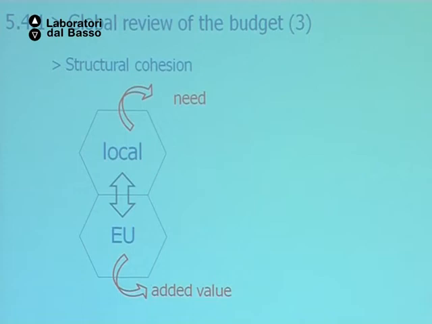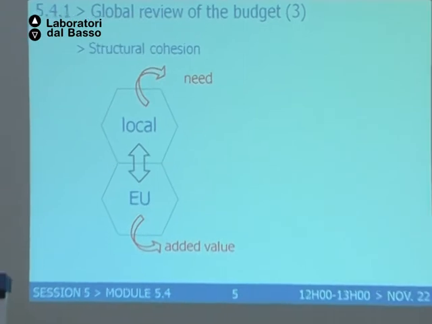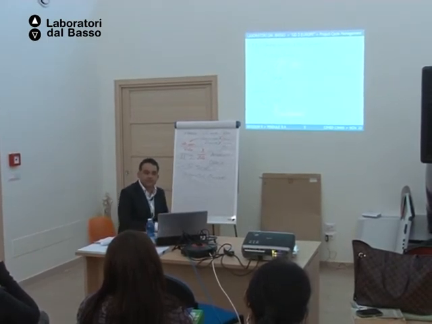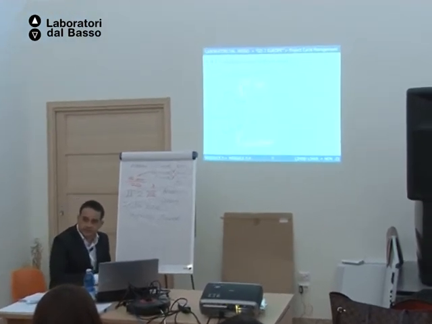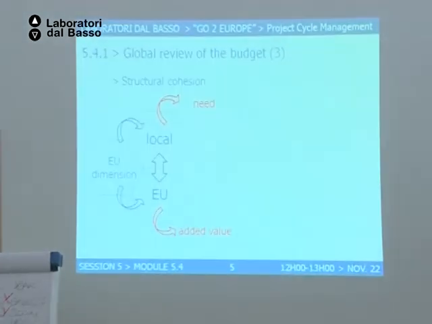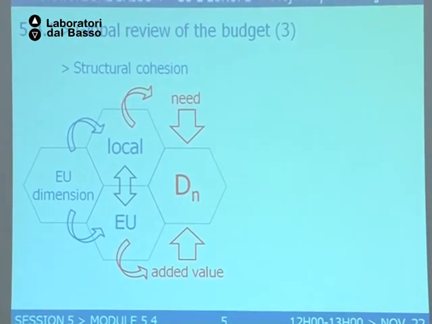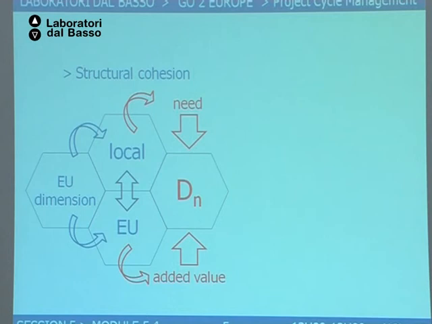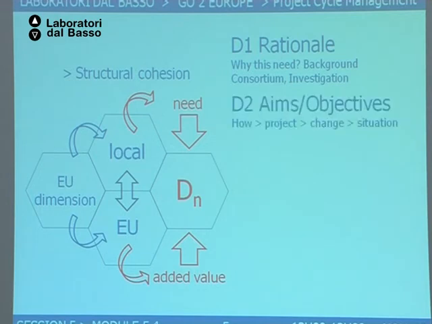At this point, you can link the local context with the European context. Okay? So the next step is you manage to prove the European dimension of the need that you want to address within your project. If that happens, you've got your D part of the application form, meaning you have the project described. You are capable of writing the project according to all the things you've done, so you can write the D1, D2, D3, D5, etc. It makes sense. There is a rationale. Then the consortium, the background, the investigation, the aims, the objectives, you remember that? Yes.